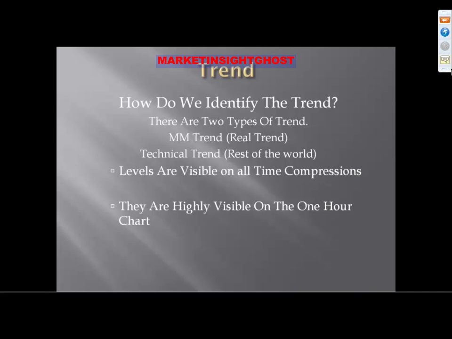The levels are visible on all time compressions, but I feel that they are highly visible on the 1 hour chart. Some people like the 4 hour. Zaim happens to like the 1 hour. Carr likes the 1 hour. Some people can't decide, so they take the 15-minute and the 1 hour, cut it in half and use a 30. I don't care.